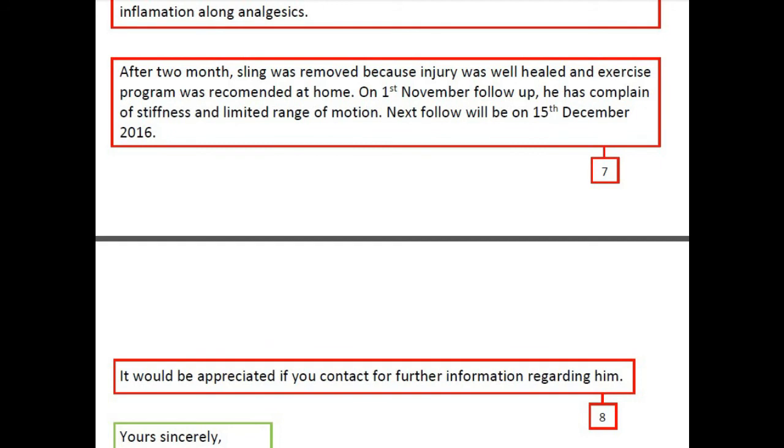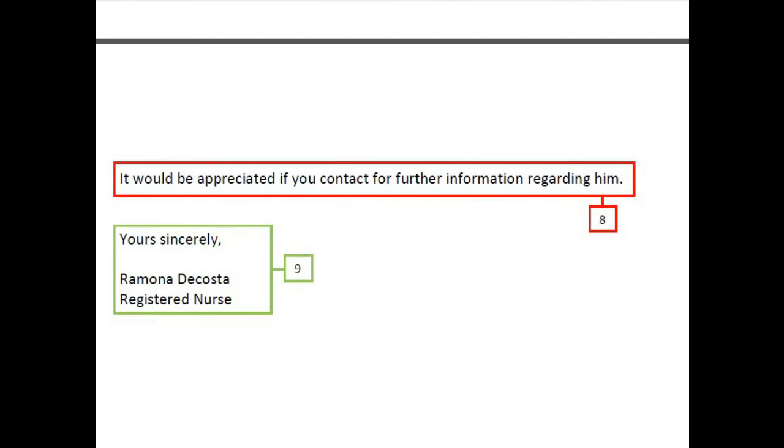Coming to the wind-up sentence, it would be appreciated if you contact for further information regarding him, which is not the correct way of closing a letter. Instead, you must write it as, it would be greatly appreciated if you could provide physiotherapy to manage his condition and contact me if you have any queries about Mr. Clark. The sign-off is perfectly written. Thank you.